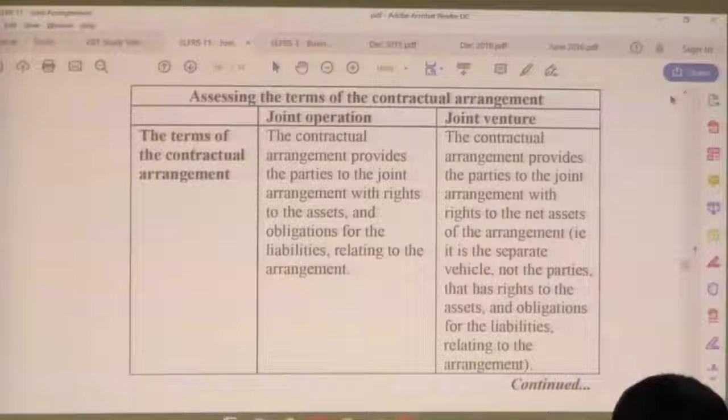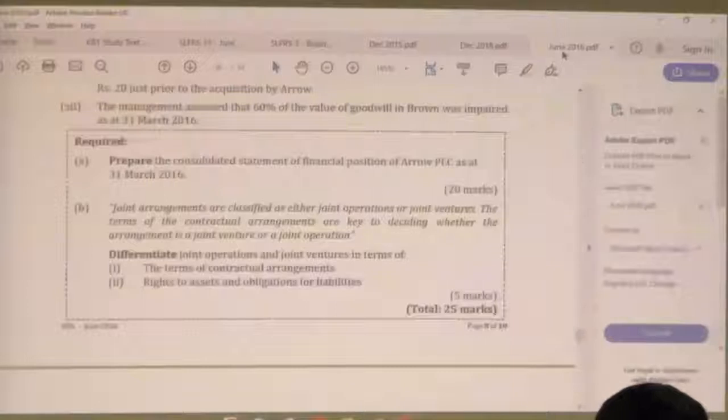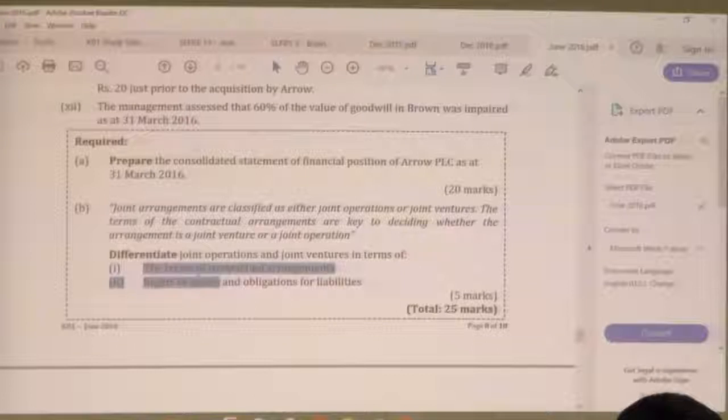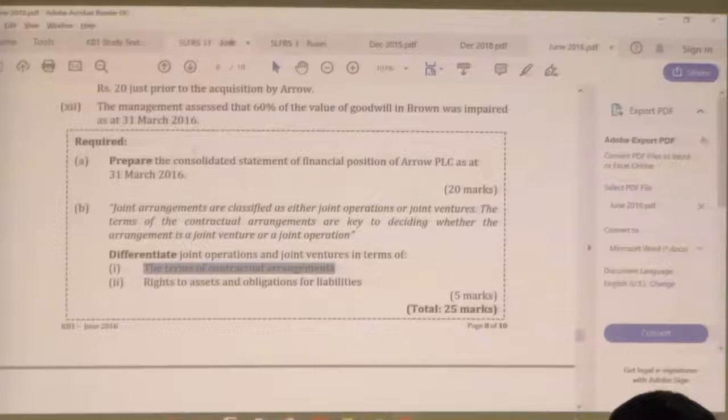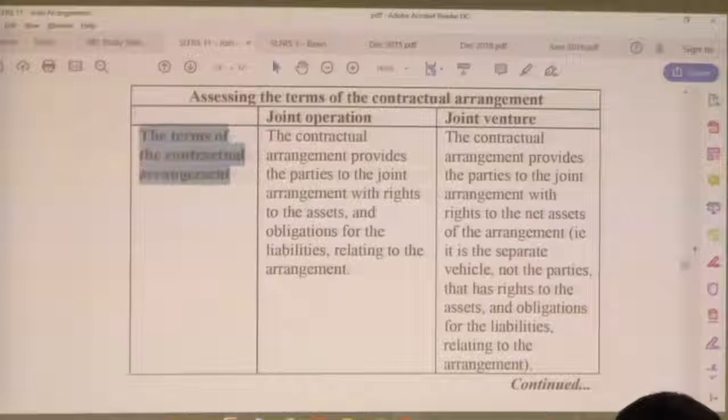So now, if you read your question, right? The question says the terms of the contractual arrangement. Here also, what is it? Terms of the contractual arrangement.